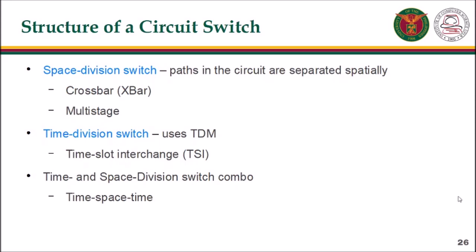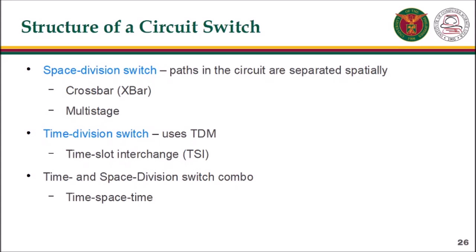Circuit switching today can use either of two technologies: the space division switch or the time division switch. In space division switching, the paths in the circuit are separated from one another spatially. This technology was originally designed for use in analog networks but is currently used both in analog and digital networks. It has evolved through a long history of many designs. Crossbar switches and multi-stage switches are used in space division switching.